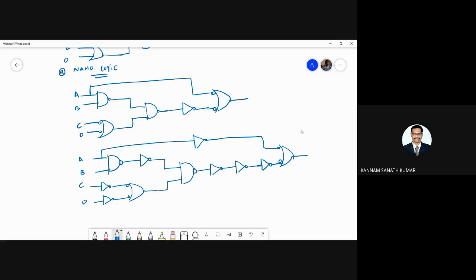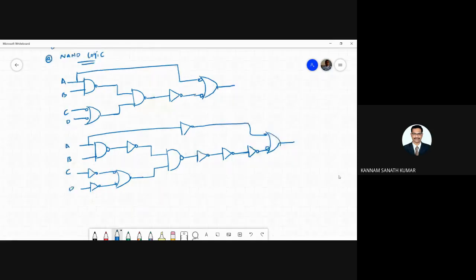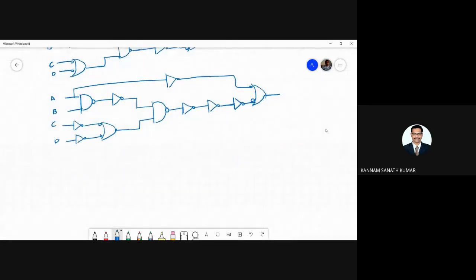Okay, so now what should we do? What is the next method? Bubbled OR, you need to convert it into NAND. Here two inverters have come, so that means a double inversion. So you can eliminate it. You have to eliminate the double inversion.